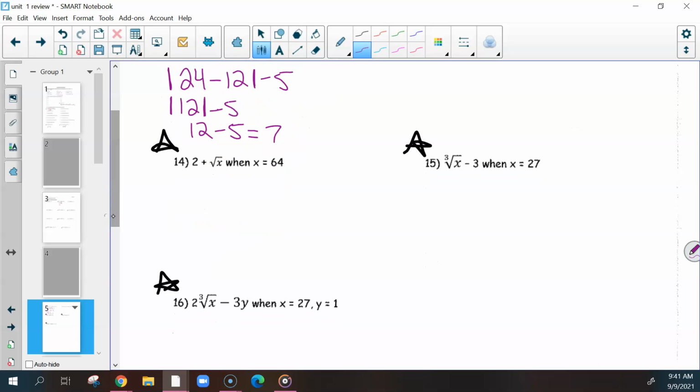Number 14, put 64 in for the square root of x. The square root of 64 is 8. So this would give us 10. I vaguely remember doing that one.